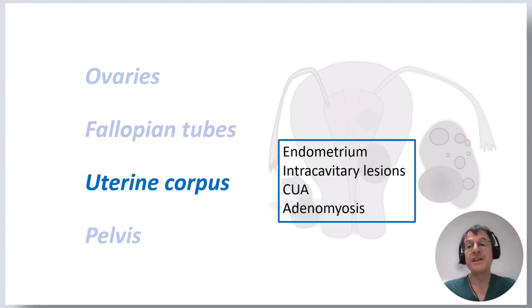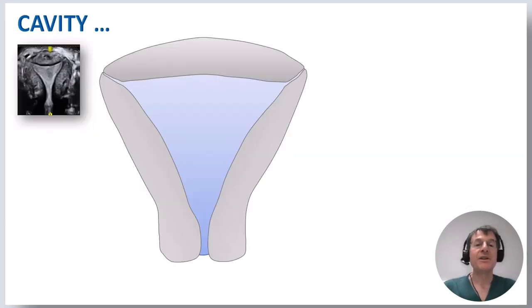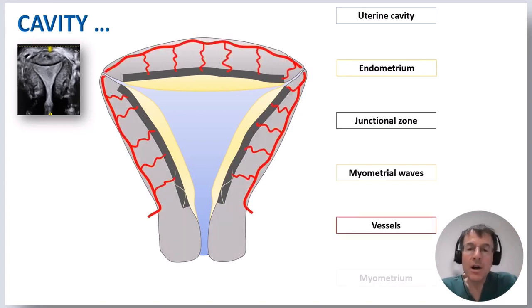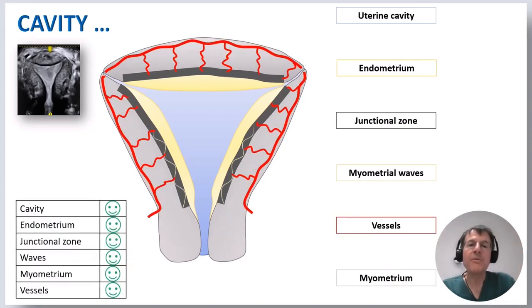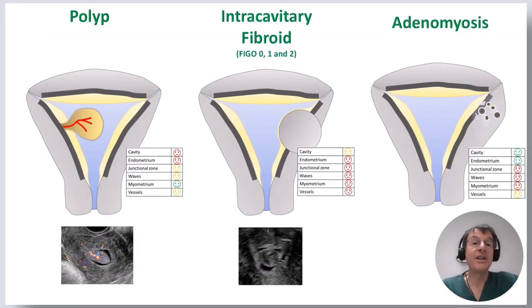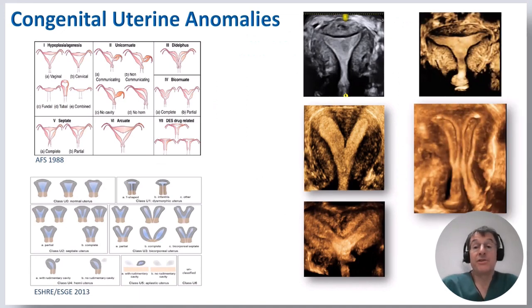Okay, what about the cavity, about the uterus, the corpus? Well, that's more than the cavity, because of course you need a good cavity, but a triangular cavity is important to a certain extent, but it's more important to have also a nice endometrium, junctional zone allowing myometrial waves, uniform vascularization, and a nice myometrium. And of course, if you see that inside the cavity you have something, a polyp or a fibroid, this may impact the fertility indeed. You may also have congenital uterine anomalies.